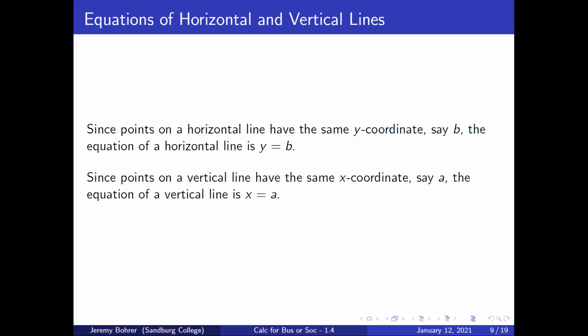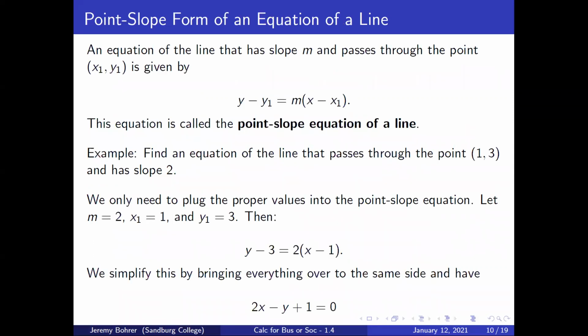Equations of horizontal and vertical lines. Since points on a horizontal line have the same y-coordinate, b, the equation of the horizontal line is y equals b. Since points on a vertical line have the same x-coordinate, a, the equation of a vertical line is x equals a. Here's the point slope form of an equation for a line. An equation of the line that has slope m and passes through the point x1, y1 is given by y minus y1 equals m times x minus x1. And this equation is called the point slope equation of a line.